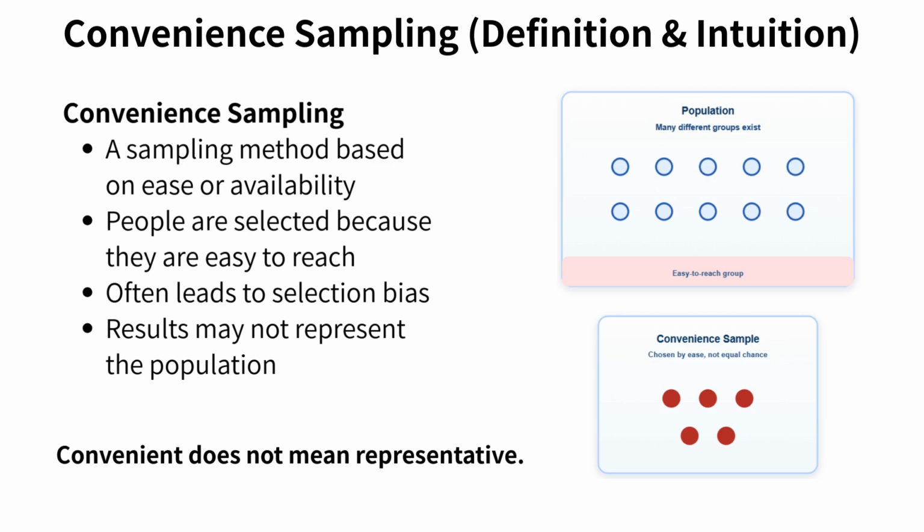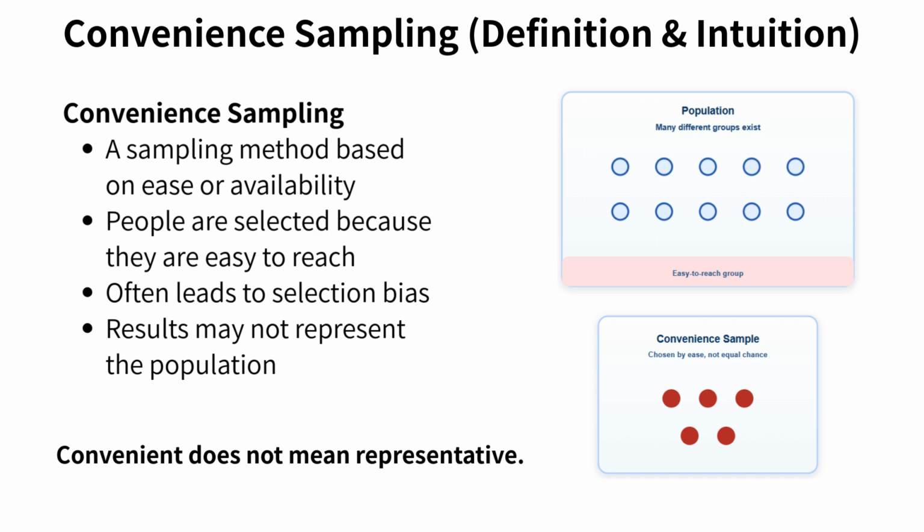These individuals were chosen not because they represent the population, but simply because they were nearby or accessible. This creates selection bias. As the diagram shows, the same group dominates the sample, while other groups are completely missing. Even if the sample size looks reasonable, the results can still be misleading because they only reflect one segment of the population. This leads to an important SAT principle: convenient does not mean representative. A sample can be quick and easy to collect, but that does not make its conclusions reliable.